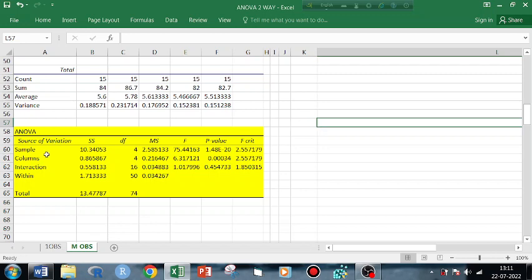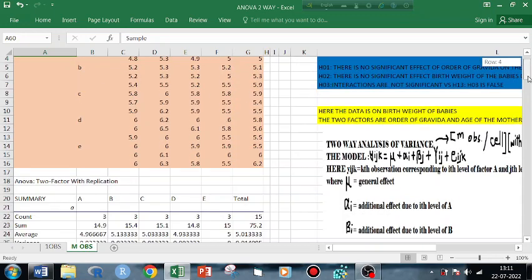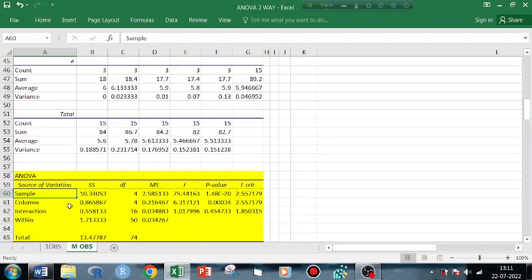So now the sources of variation. The sample means the rows, that is the order of the gravida. Okay, the columns are the age groups. Interaction is the interaction due to the two factors, and within means the error. It's the error term. SSE is the sum of squares. This is the sum of square due to the order of gravida, sum of square due to the age of the mother, sum of square due to the interaction factor of the two factors, and this is the SSE, the sum of squares of errors.